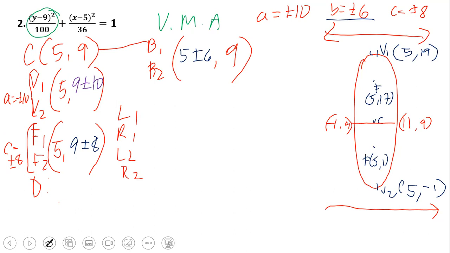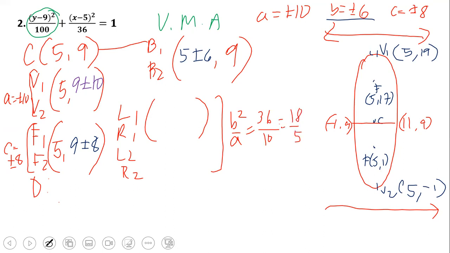Next, you also have the latus rectum. Latus rectum natin, so ang measurement ng latus rectum natin is b squared over a. So we know already that 36 over 10. Or we can also reduce this in terms of 18 over 5. So latus rectum is 18 over 5.